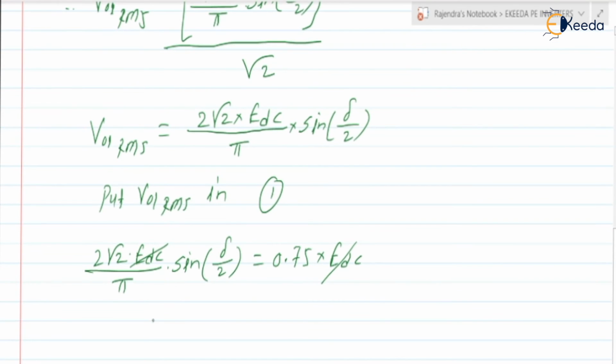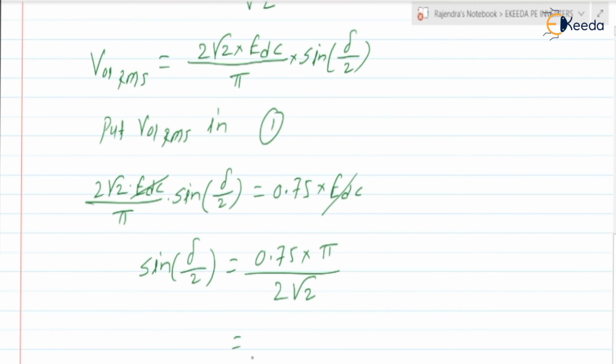So from this, can we find the sine of delta by 2? Yes, sine of delta by 2 is equal to 0.75 into pi divided by 2 root 2. If you check, it is equal to 0.8330. So this is the sine of delta by 2, and from this we can find delta.